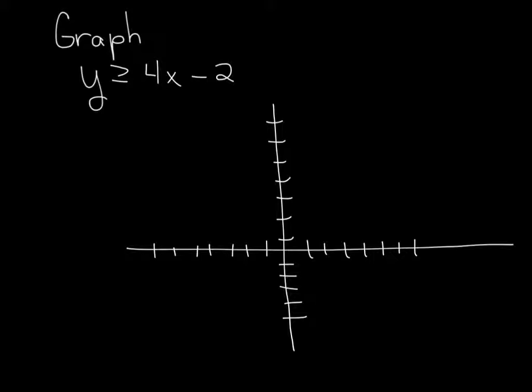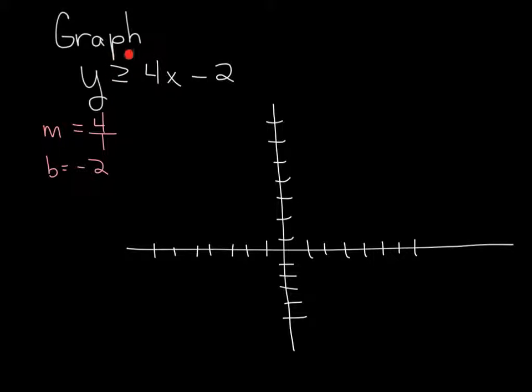All right, another example. This says y is greater than or equal to 4x minus 2. My first thing is I'm going to write down what my slope is and what my y-intercept is. So my slope is 4 over 1. My y-intercept is negative 2. So now I'm going to plot that point. But notice this time I have greater than or equal to. So that means I'm going to be doing a solid line, because of that bar right there.